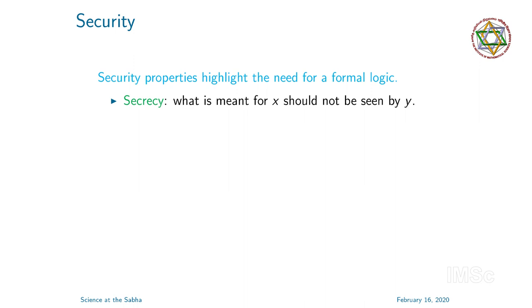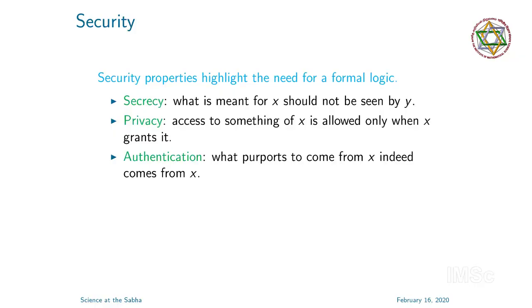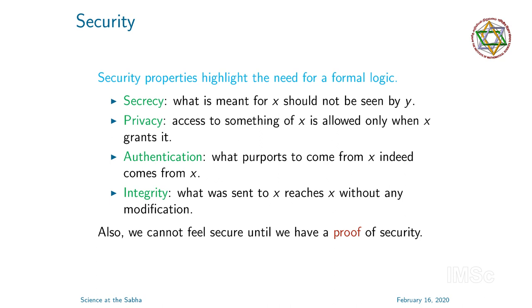We all talk about something like secrecy. What is secrecy? What is meant for X should not be seen by some Y. Then there is privacy, and these two are very different things. There's nothing secretive about it, but I want it to be private, where access to something that belongs to me is allowed only when I grant access to it. You have no business looking into my pockets. There's nothing secret in my pockets. But why should you look into my pockets? Authentication. What purports to come from X actually is coming from X. Then there is integrity. What was sent to X reaches X without somebody meddling with it in between. Now, a whole lot of such lists you can write.